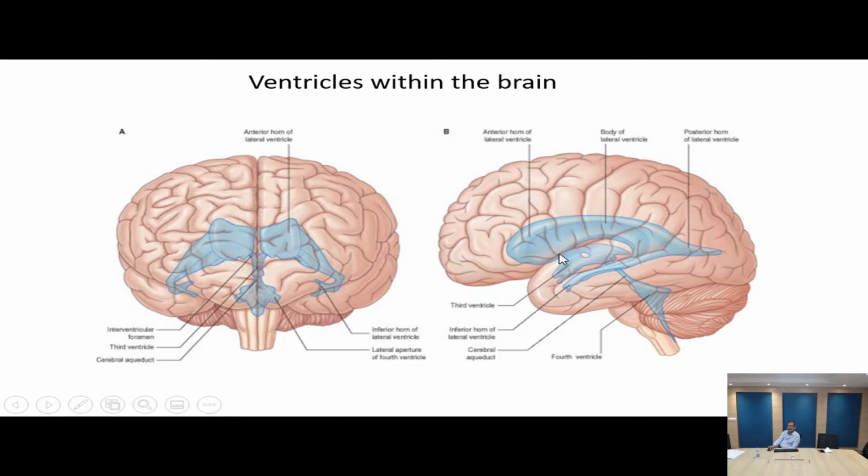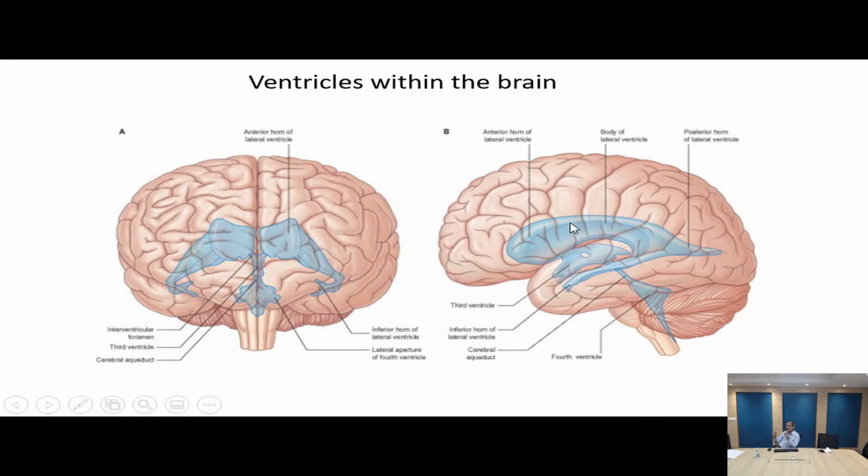Then the lateral ventricles drain through the interventricular foramen of Monro into the third ventricle. The third ventricle drains through the cerebral aqueduct of midbrain into the fourth ventricle, and the lateral ventricles are very big. It is like this in a U-shaped manner, alphabet U-shaped manner with a tail. So this is the anterior horn, this is the body, this is the posterior horn, and this is the inferior horn of the lateral ventricles. So this entire thing is the lateral ventricle.